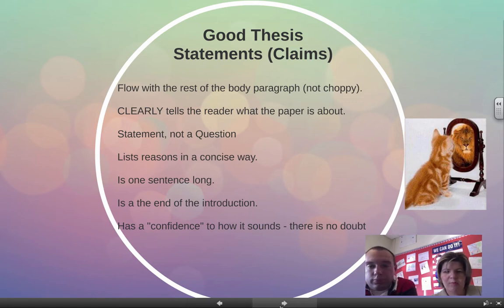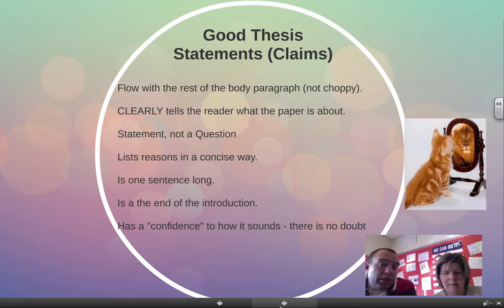But that just takes some practice getting it to flow into the paragraph, just like any good writing would. And it's okay to pre-write your thesis statement to figure out what your paper is going to be about, and then go back in and tweak it to make it flow with the rest of your introduction. The thesis statement should clearly tell the reader what the paper is about.